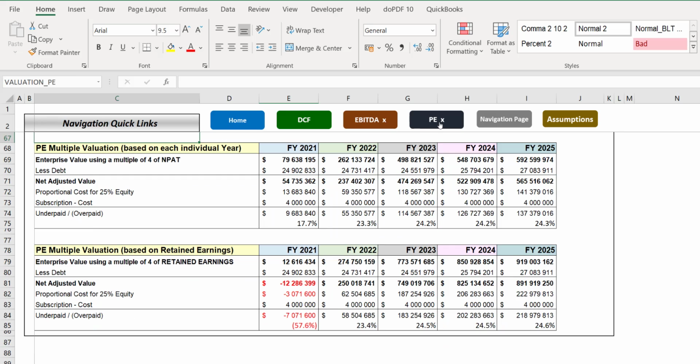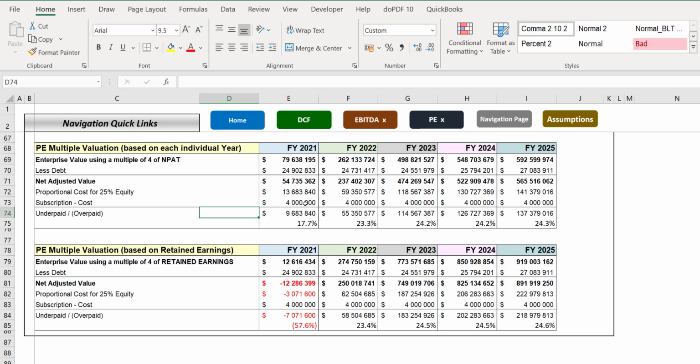and percentage. If we look at the PE multiples method, here we're taking the net profit after tax for each of the years and multiplying it by a factor of 4. Then, once again, the principle of subtracting the debt gives us an adjusted value, and proportionally for 25%, that's what the cost should be based on a PE multiple of 4 after tax, yet the investor is paying $4 million as opposed to $13.6 million, so effectively $9.6 million underpaying, which is 17.7% in the first year. And so, once again, it's calculated across the years.